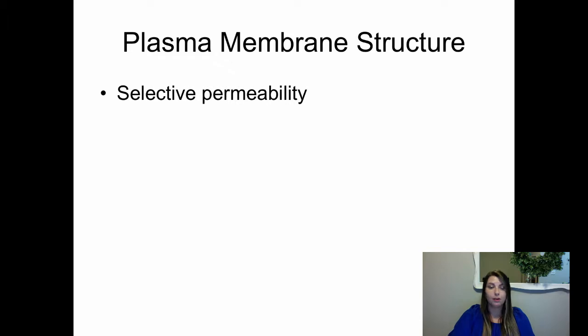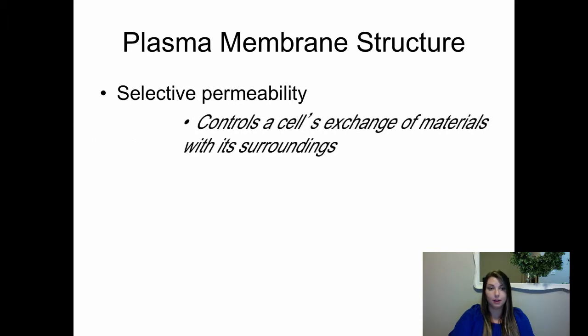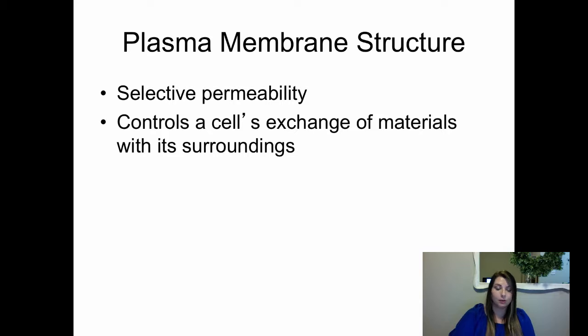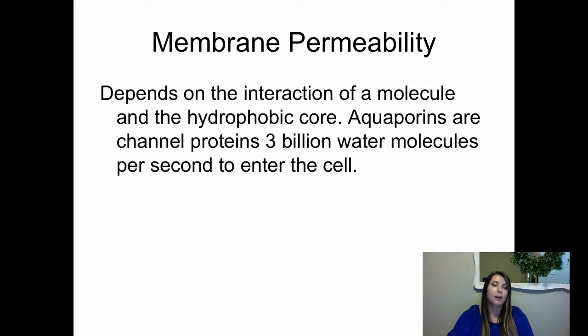So plasma membrane structure has a selective permeability, and this controls the cell's exchange of materials with its surroundings. So the cell only wants to let certain things into the cell, and remember that the outside of the cell is what's going to support the function of the inside of the cell. So it wants some things, but it doesn't want everything. So this depends on the interaction of a molecule and the hydrophobic core. We have what's called aquaporins, and these are channel proteins that will move 3 billion water molecules per second into the cell.